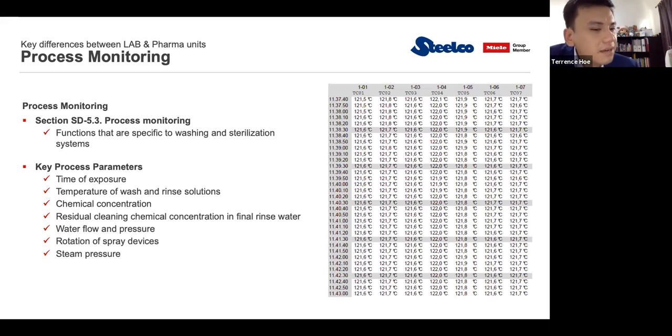Sometimes they want to know the rotation of the spray devices, whether they are really running or turning or not. So it can send data to the controller, which keeps the data that yes, it is running. If there is a failure, it will send out an alarm. In the autoclave, they also want to know the steam pressure. There are a lot of parameters that the end user wishes to capture data on, so it can be customized or configured according to the client requirement.